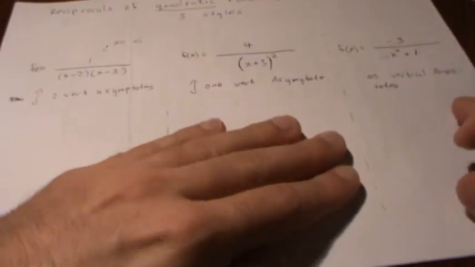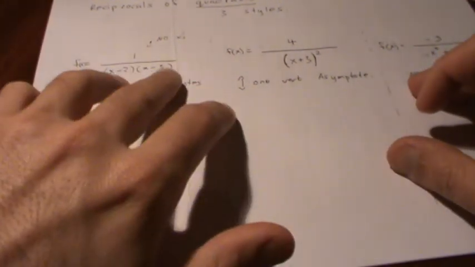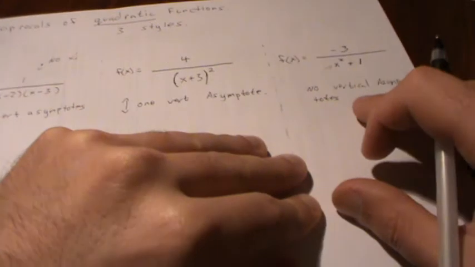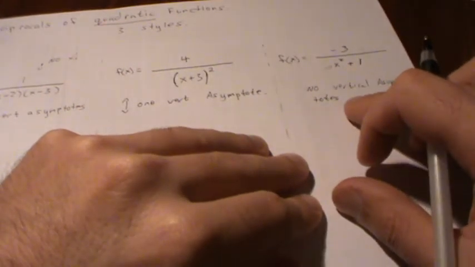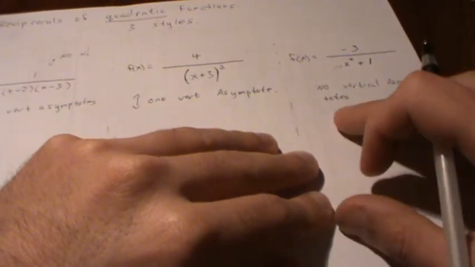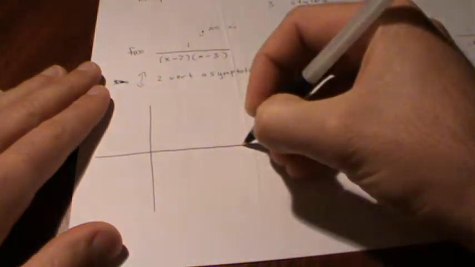Okay, and these are the basic three types that we'll talk about. Two factors in the bottom, you have two asymptotes. One factor in the bottom, one asymptote. And one factor in the bottom that never achieves 0, no vertical asymptotes. And the general shape of these graphs tend to look like this, okay? Now, I'll just do a rough sketch for now.